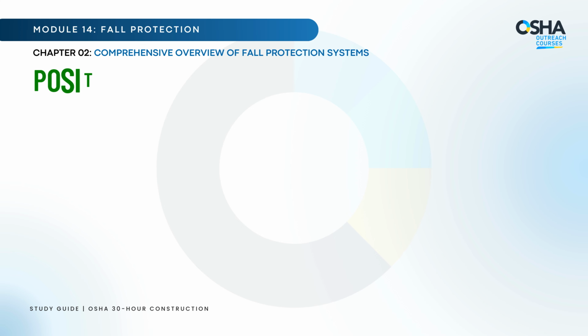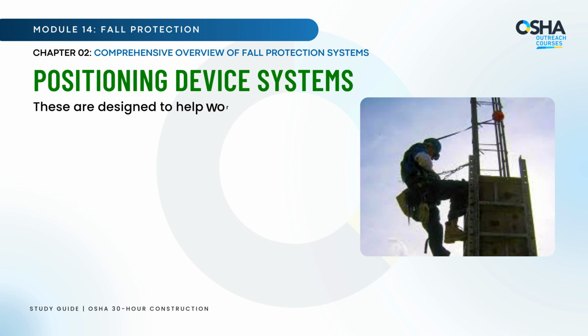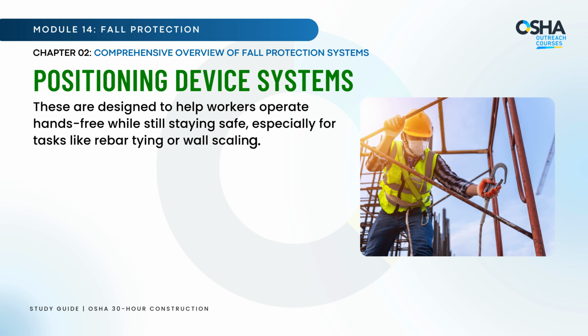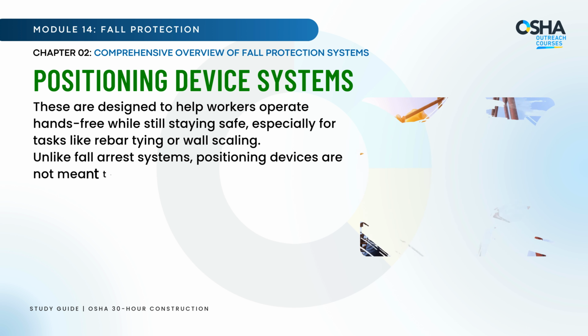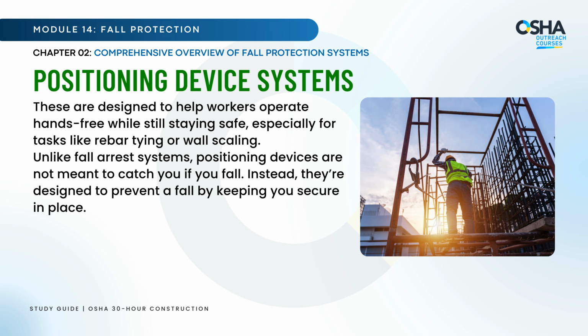Lastly, let's look at positioning device systems. These are designed to help workers operate hands-free while still staying safe, especially for tasks like rebar tying or wall scaling. Unlike fall arrest systems, positioning devices are not meant to catch you if you fall. Instead, they're designed to prevent a fall by keeping you secure in place.